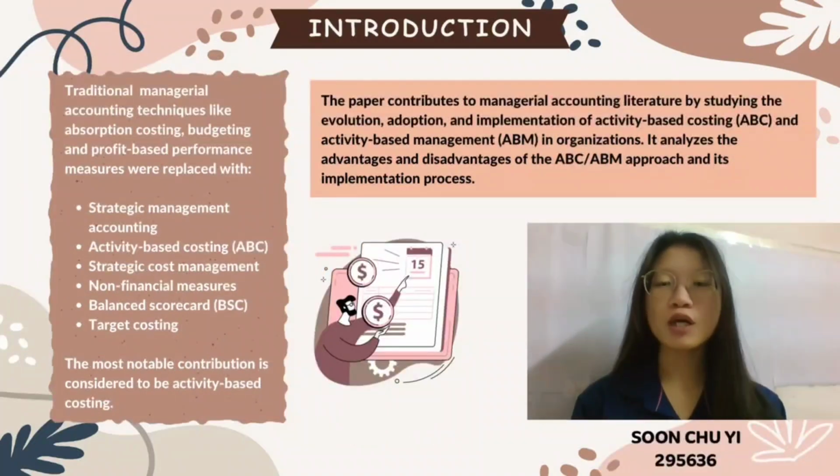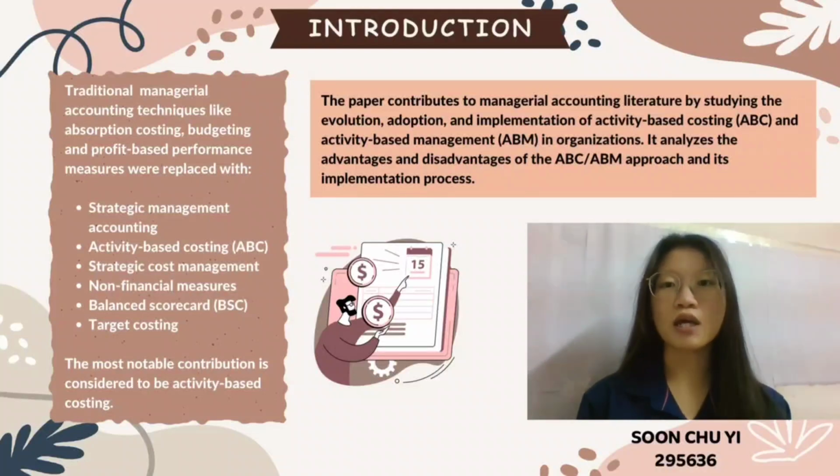Back to our topic, traditional managerial accounting techniques such as absorption costing, budgeting, and profit-based performance measures were replaced with such things as strategic management accounting, activity-based costing, strategic cost management, non-financial measures, balanced scorecard, and target costing. Moreover, the most notable contribution is considered to be activity-based costing. Contributing to the managerial accounting literature, the paper examines how activity-based costing and management evolved over the years, and how the ABC and ABM couple were received, adopted, and implemented by organizations and practitioners over the years.